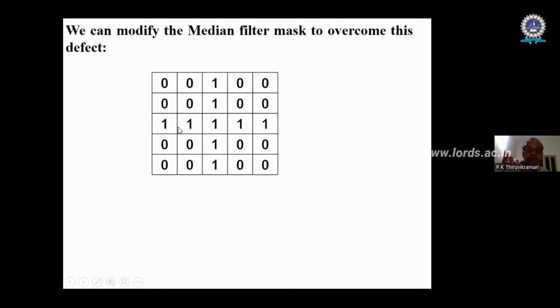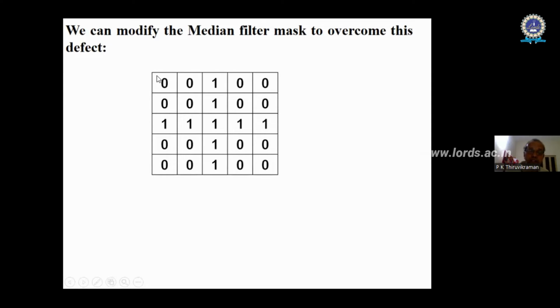Because of the two problems which I mentioned in the previous slide, we can modify the median filter mask to overcome this defect. So how do we modify? Let's say it's 3x3. I want 9 pixels within the mask, but those 9 pixels need not form a square. I can take it like this. This is actually the mask I'm going to use. The meaning of this is not the pixel value. The meaning of the 0 is that I am not looking at the value of this.